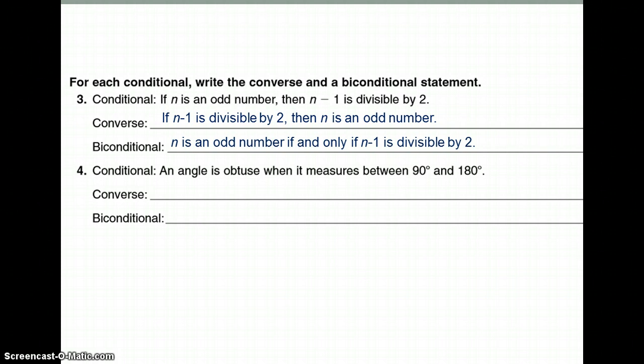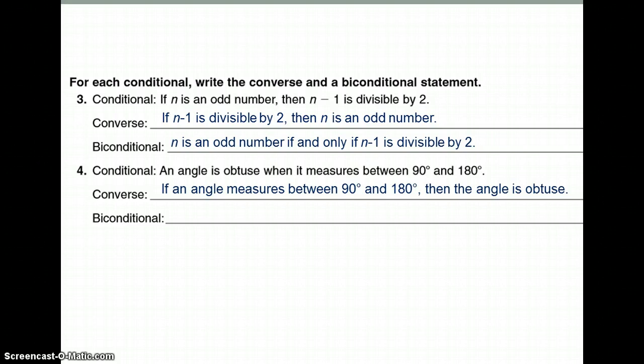Pause the video and try it on your own. You should have for our converse statement, if an angle measures between 90 and 180 degrees, then the angle is obtuse. Now try the biconditional. For your biconditional statement, did you have an angle is obtuse if and only if it measures between 90 and 180 degrees?